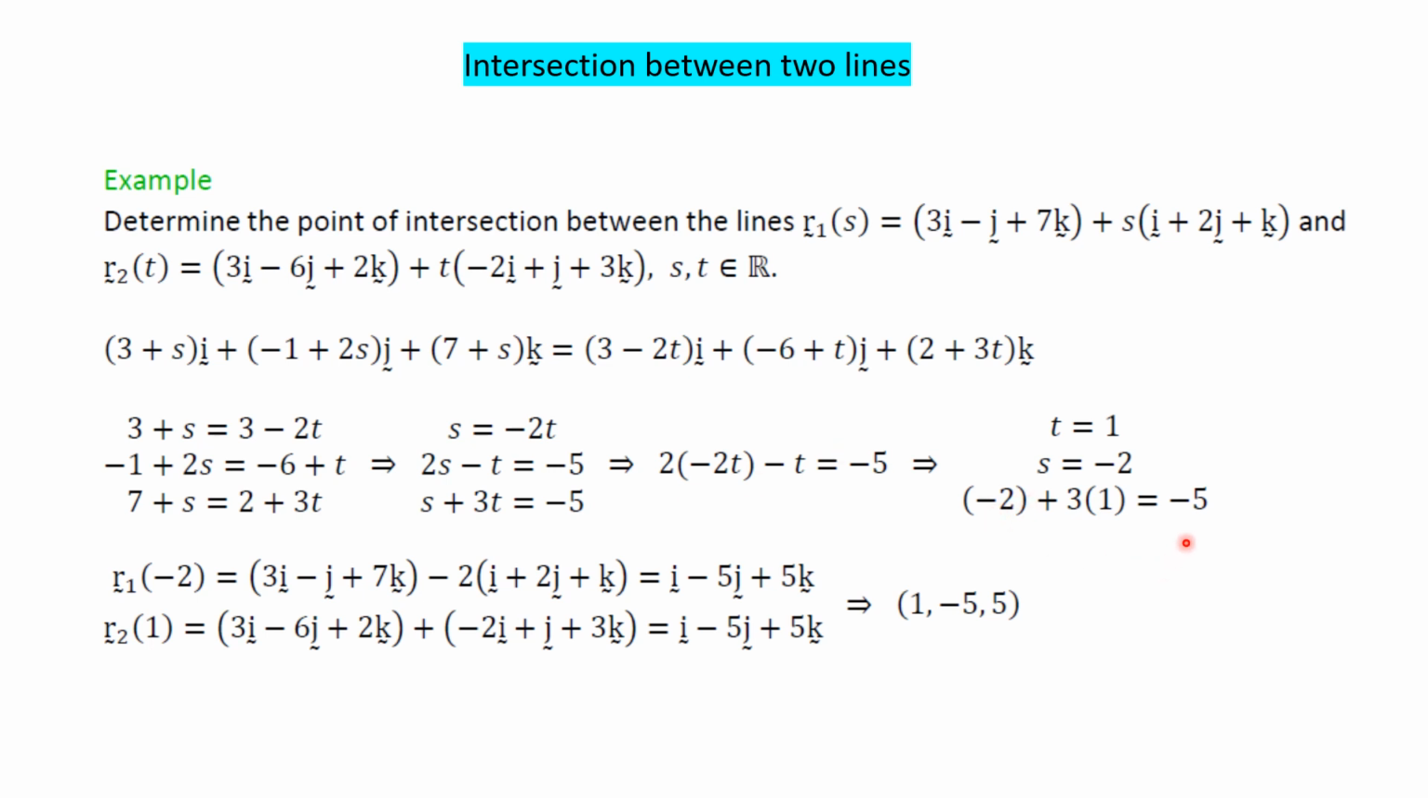So last step, to work out the point of intersection, if you choose R1, then you would substitute the S value into here to get that point. If you choose R2, you would substitute T value into here. It doesn't matter which one you choose. So that's how you work out the intersection between two lines.